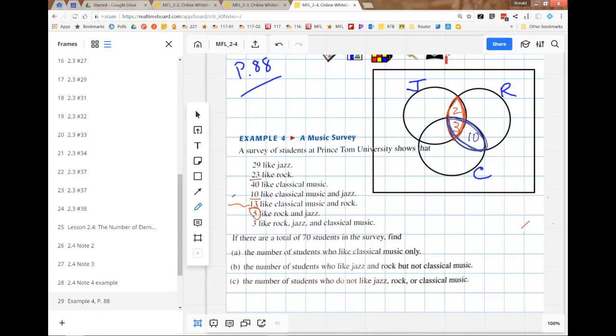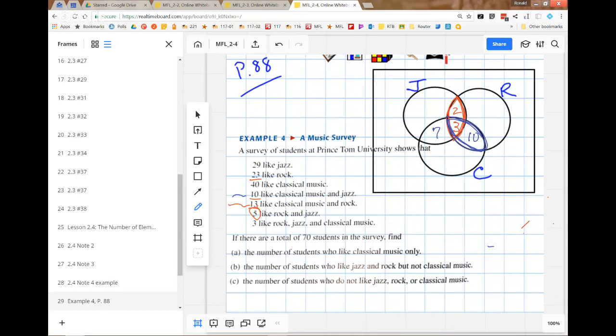And then let's go to this next one. 10 like classical and jazz. Where do classical and jazz overlap? The other side of the 3. And so what does that need if that's supposed to total 10? That's 7? That's correct.